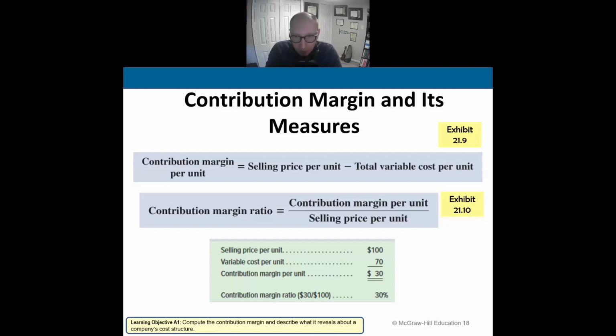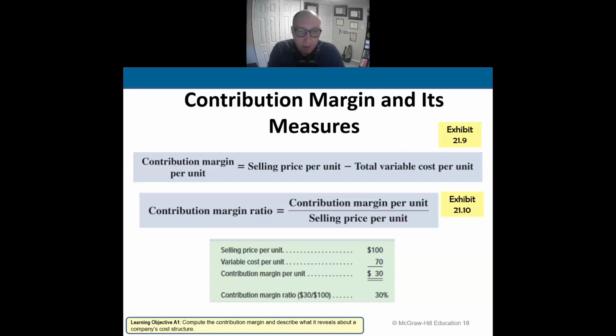That's a great formula, easy to use, and it helps us as managers to identify how much potential profit we can earn on each unit that we sell without taking into consideration fixed costs. So that's contribution margin per unit.